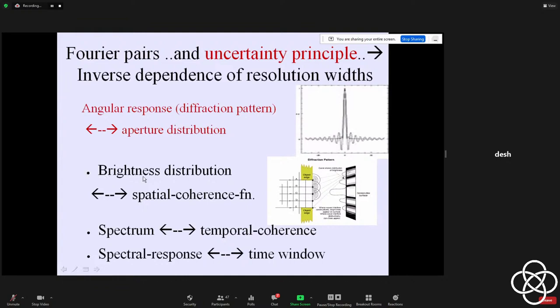But this one, which is brightness distribution in the sky being related to the spatial coherence function, allows us to actually make beautiful images of the sky by not having a big single telescope or aperture.